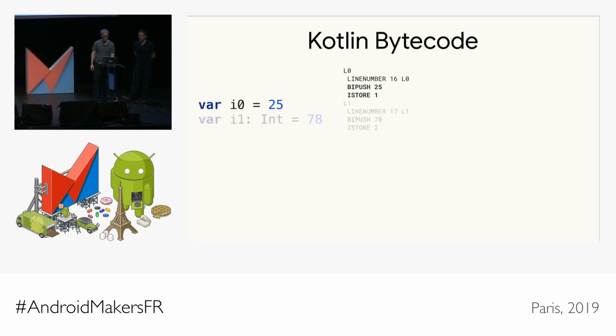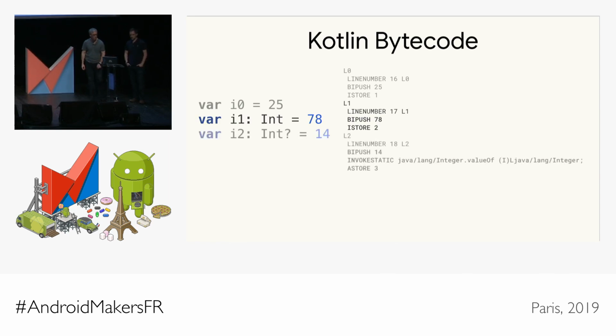That's what I used. All right, so again, we have this thing where, instead of using type inference, we say that we want this to be an int. Exactly the same thing happens. We push 78 onto the stack. We pull it back off. We put it into the second local variable.